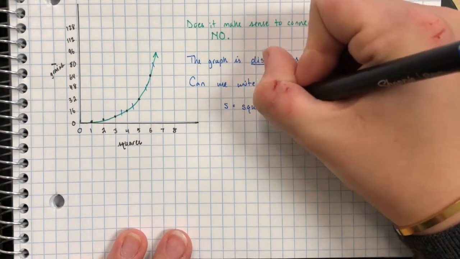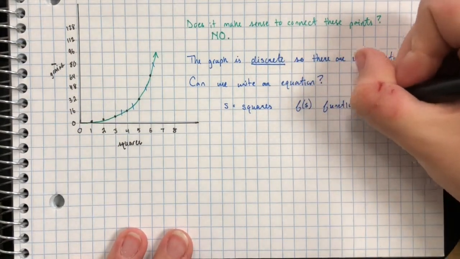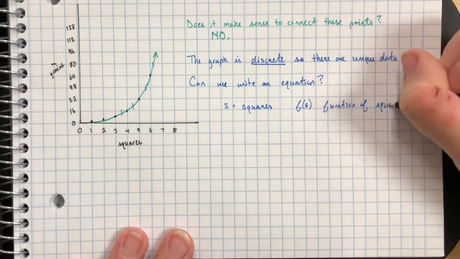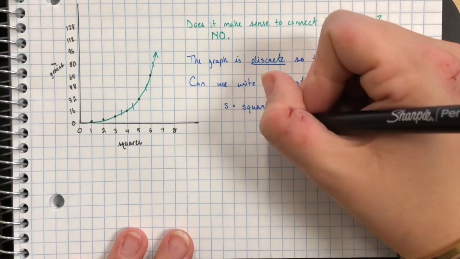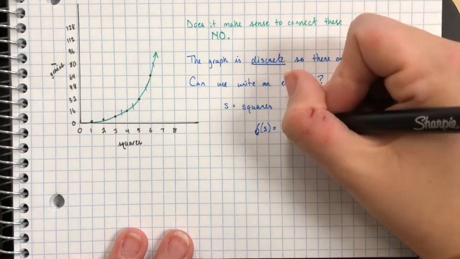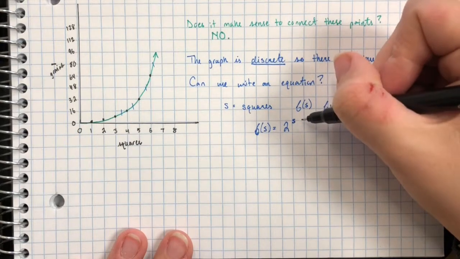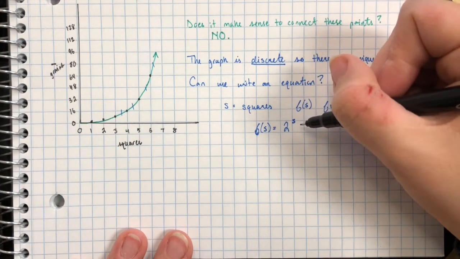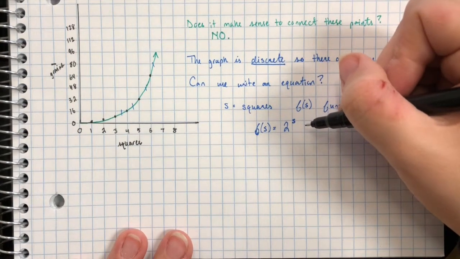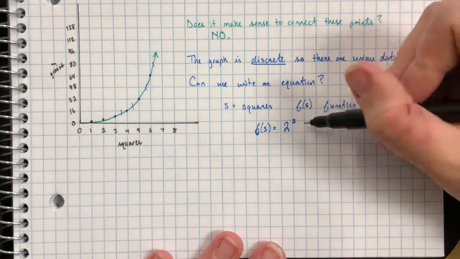But we can write this data as an equation where s equals the number of squares. So the function of s, the function of squares, is f of s is equal to a base of 2 with an exponent of s, right? Based on the number of squares, 2 to the number of squares will give me how many grains of rice will be on that particular square.